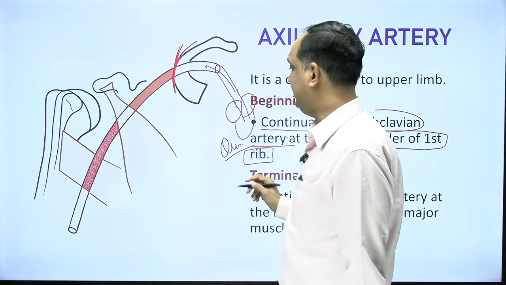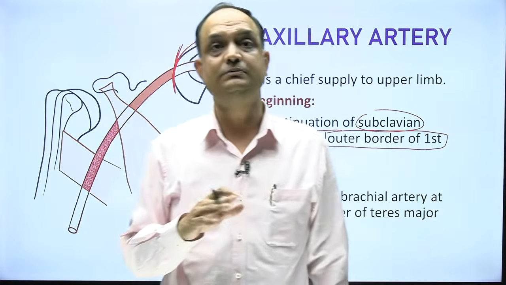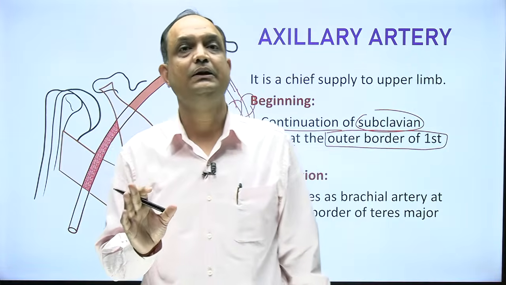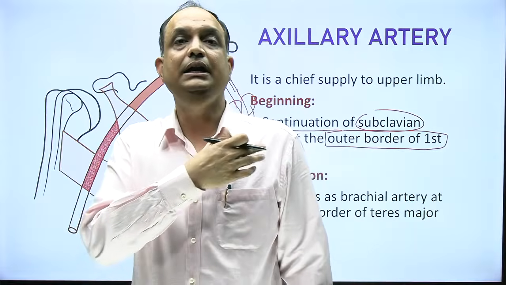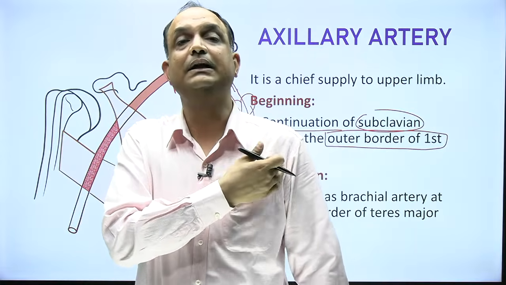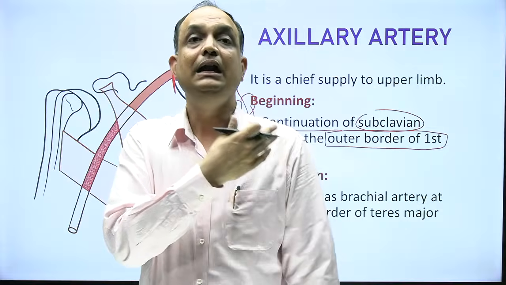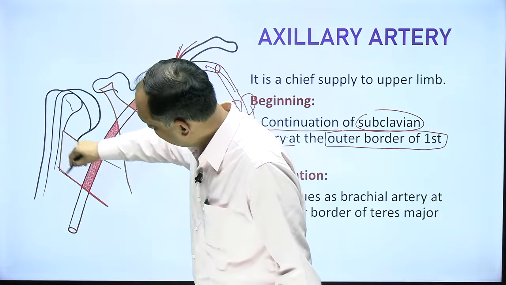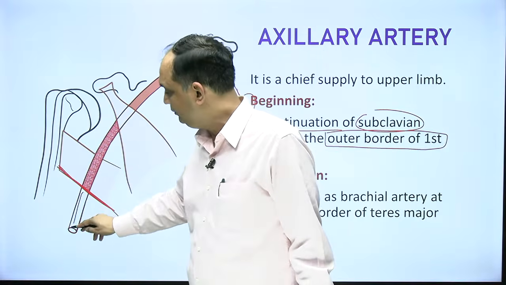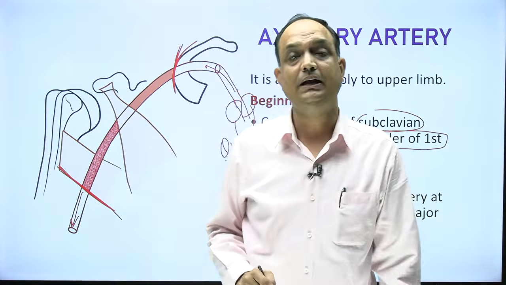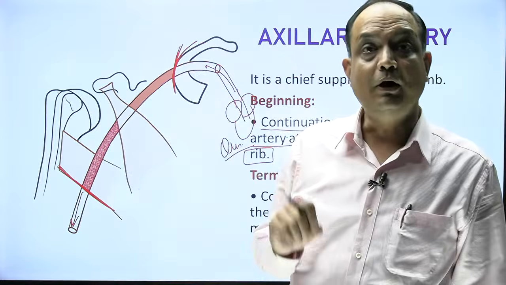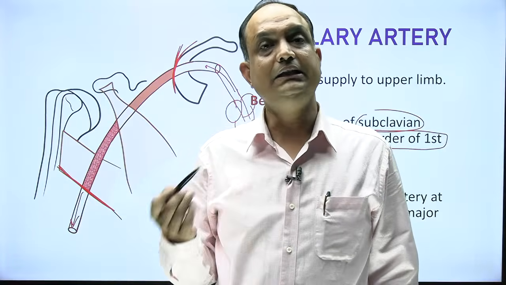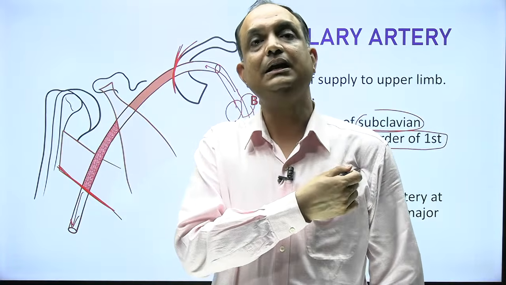So keep in mind that there is no difference between the subclavian and axillary. It is the same artery. Only the name has changed because of the different area. When the artery comes into the axilla, the same artery is named axillary artery, and later after the lower border of teres major, the same artery continues downward, but the name changes to brachial artery. So it is not a different artery. The same artery has three names: subclavian, axillary and brachial.